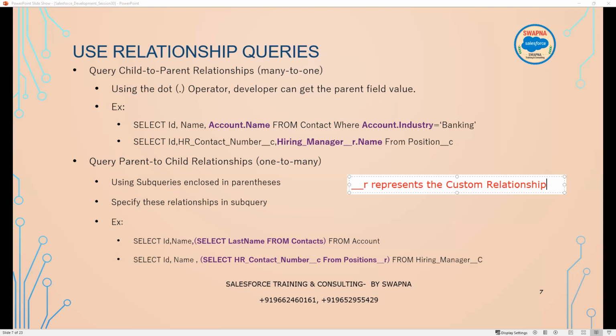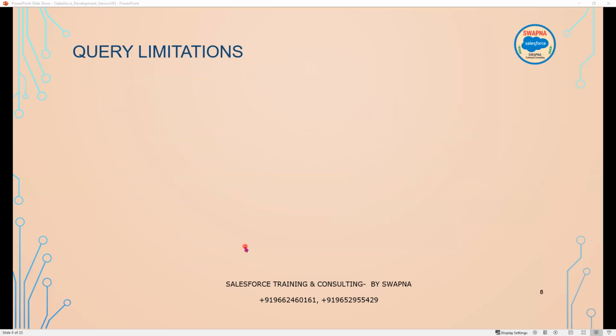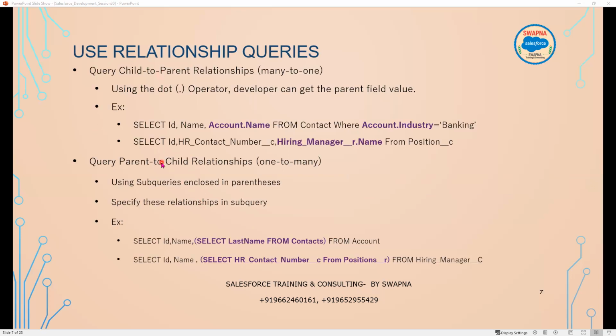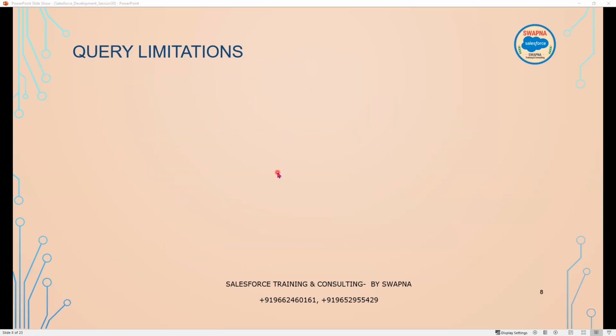So let's say here. Now, when we are writing the subqueries, whether it is child to parent or parent to child, how many subqueries can we write, how many parent object fields can we pull? So let's see the limitations.